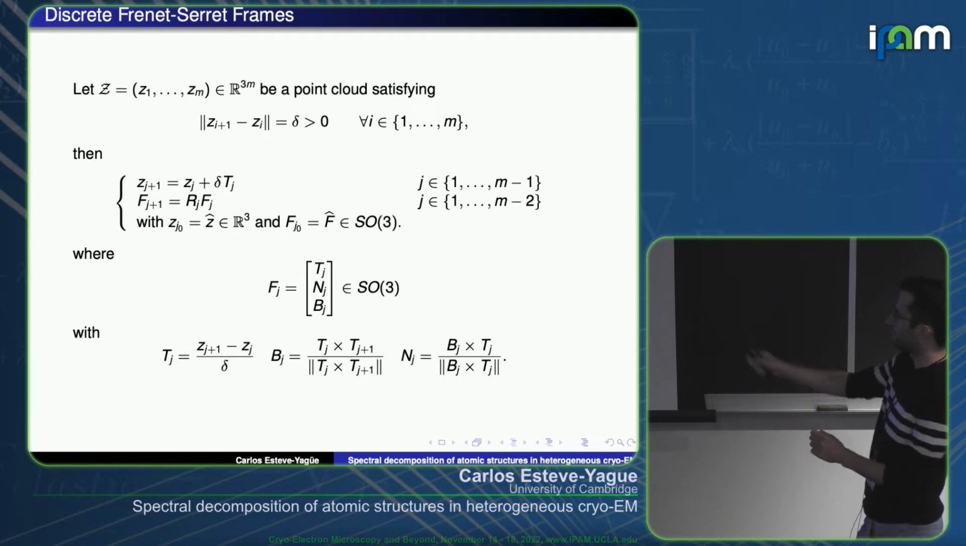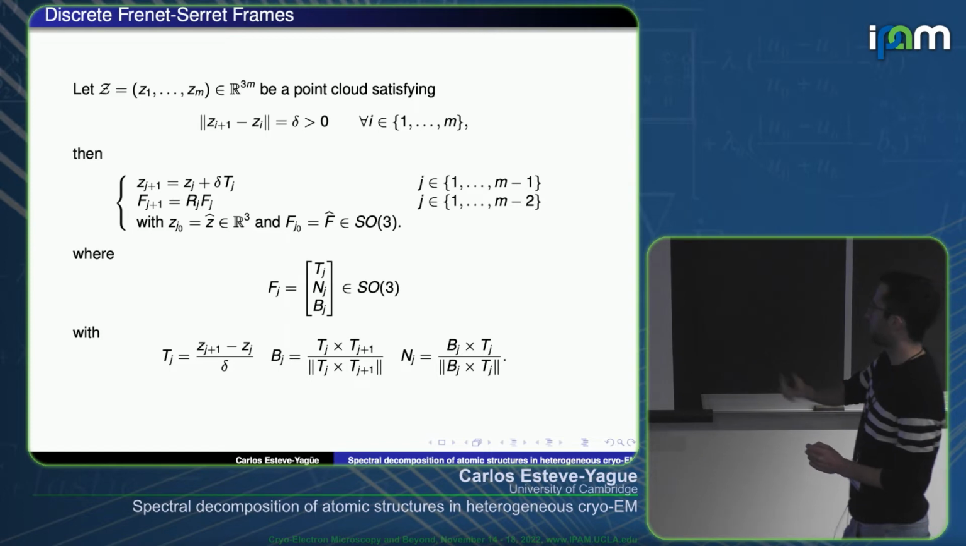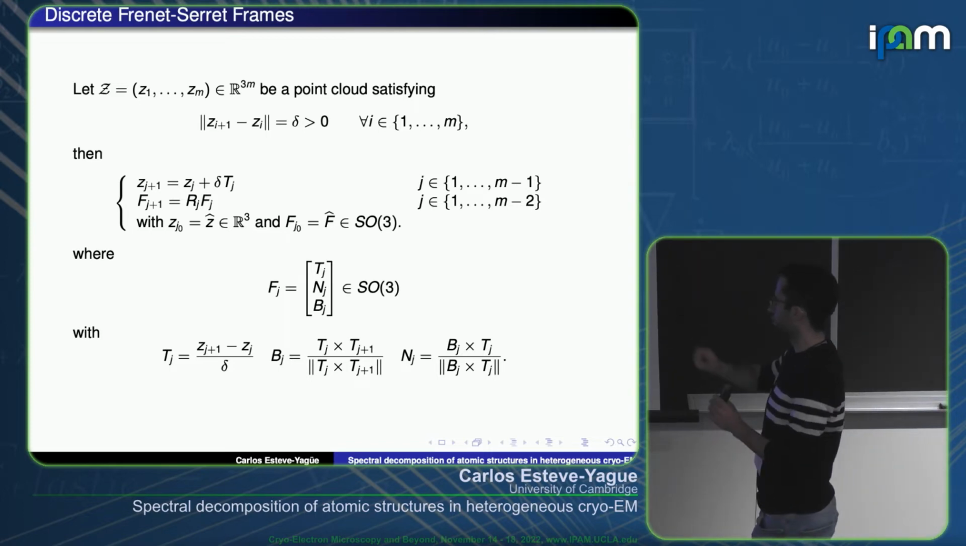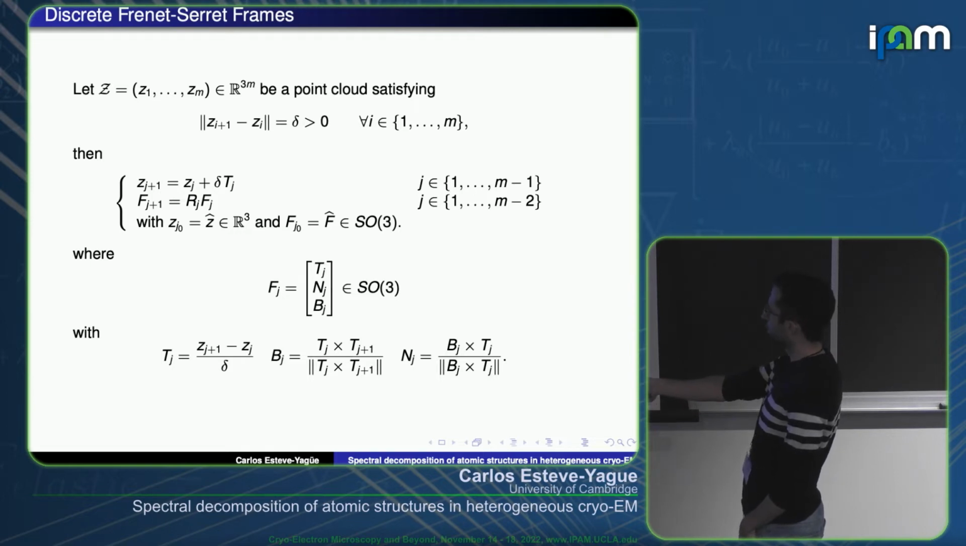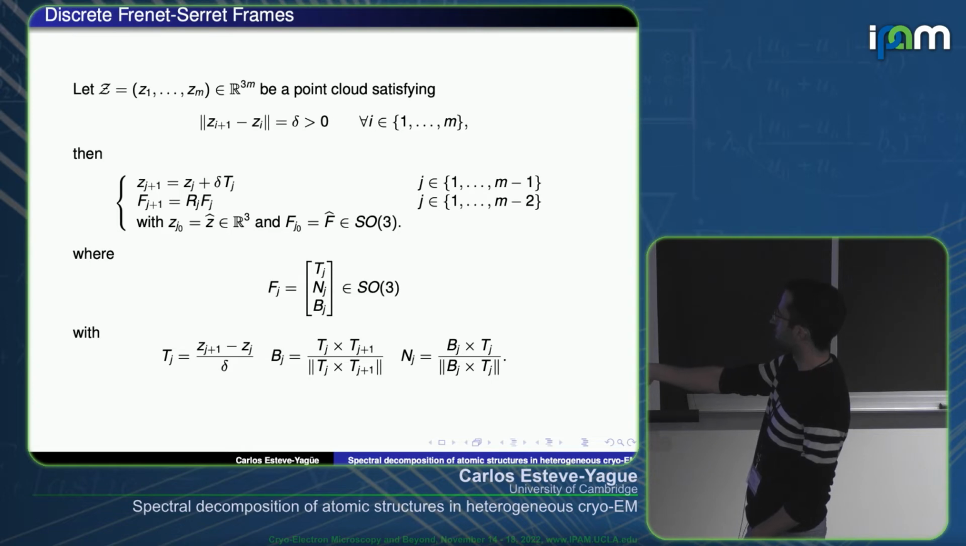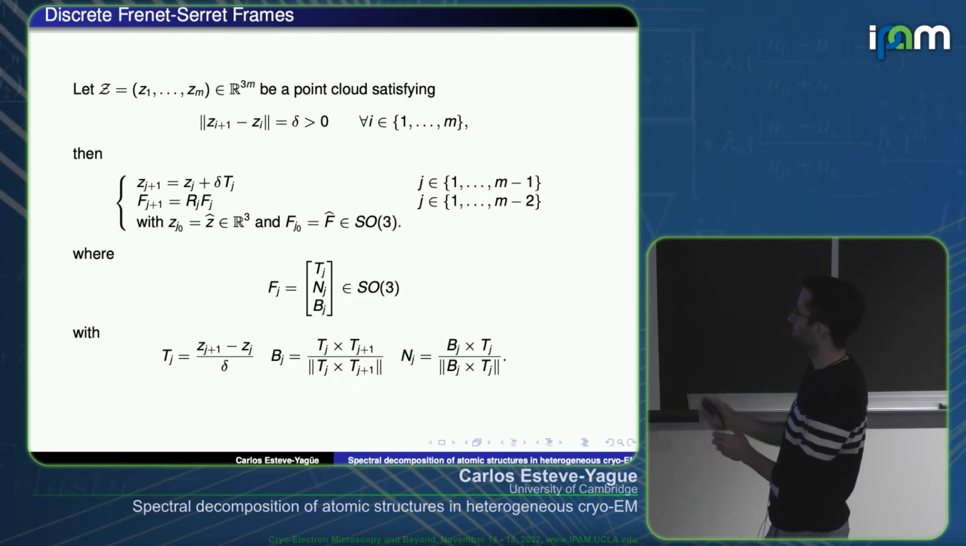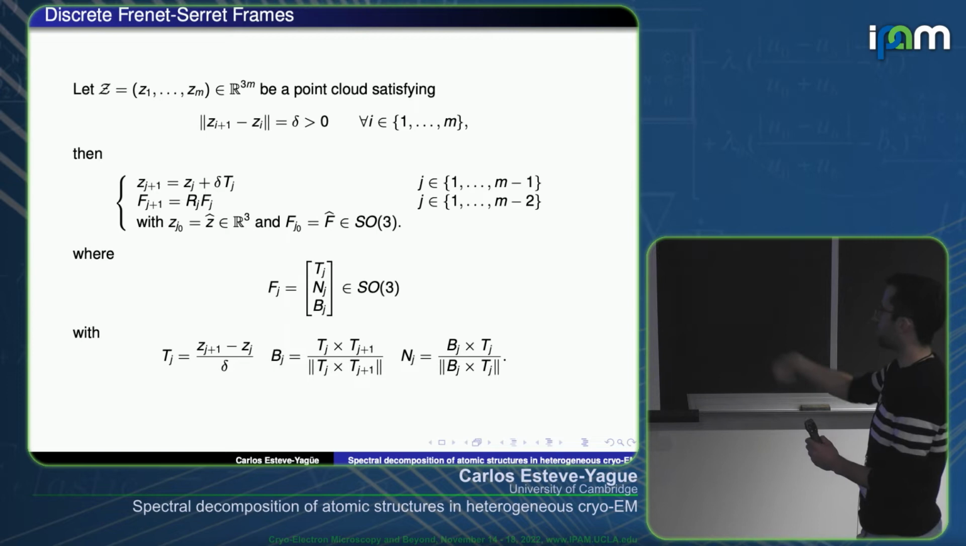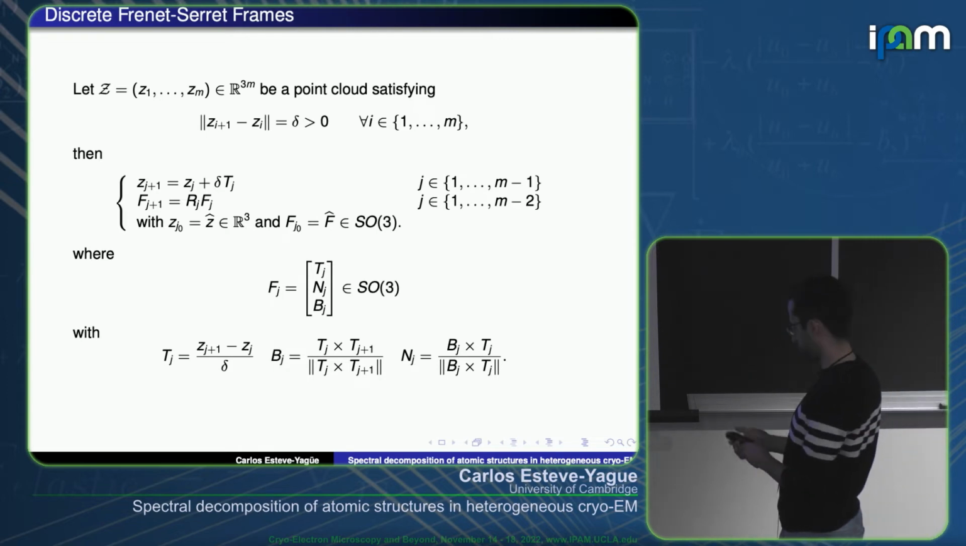So this is like the T, capital T, is the vector joining every two consecutive points, and then we can compute the binormal vector and the normal vector, like this. And with this, we construct the sequence of Frenet frames, and then we can recover the rotation matrix that allows us to go from one frame to the following.